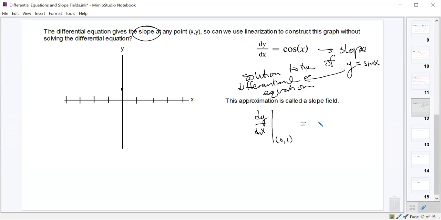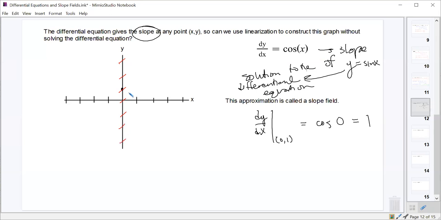Well, it equals the cosine of the x value, right? The y value, in fact, doesn't actually matter. It just equals the cosine of 0, which is 1. In fact, at any of the points that lie on the y-axis where x is 0, the differential equation should always equal 1. So anywhere where x is 0, we're just going to draw a tiny little line segment that has a slope of 1.